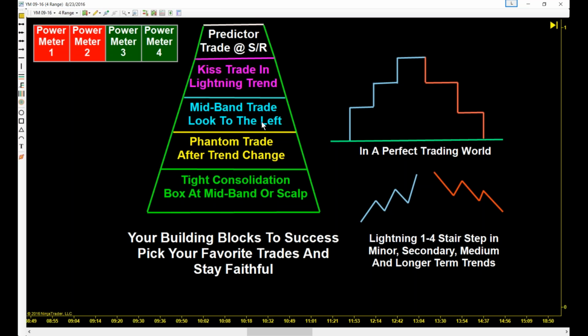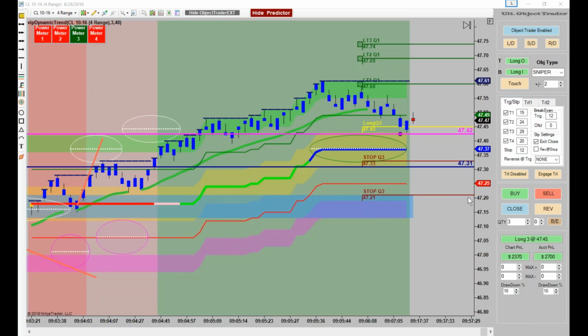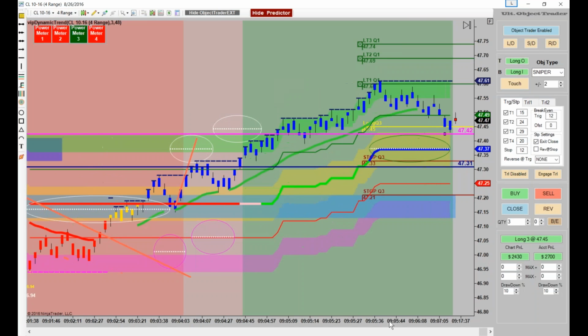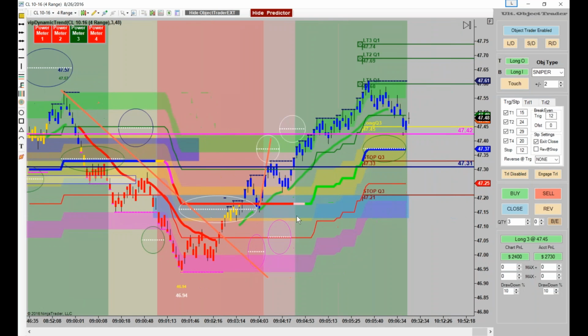If it's a long trade, you want to get at least within a tick or so of mid-band. Even a tick or so under it is even better. If it's short, it's the opposite. It's above or at. And then your phantom trades are your deeper retracements, and those tight little boxes are lightning type trades. And it'll make a huge difference in whether or not you make money in trading.